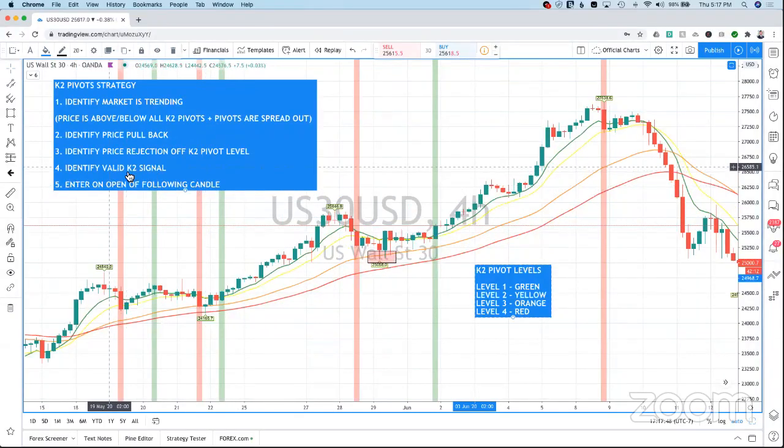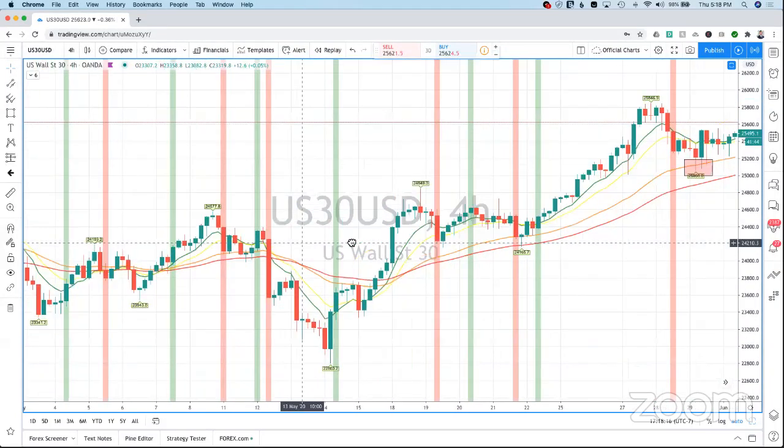And then requirement number 4, you want to identify a valid K2 signal. As I mentioned before, a valid K2 signal is when you get a buy signal and the candle is bullish green. So this would be a valid buy. This would be a valid sell signal, but it's against the trend, so you wouldn't take that trade. Again, right here, this is a valid buy because it's a buy signal with a green bullish candle. And as you can see, price shot up because it was valid and it was going with the trend.